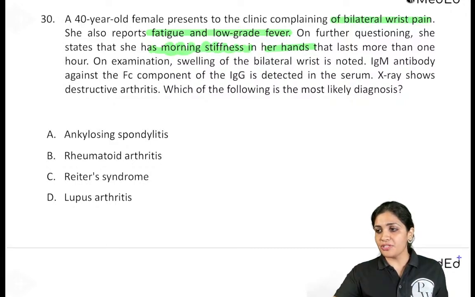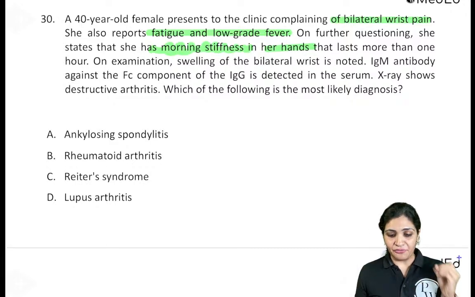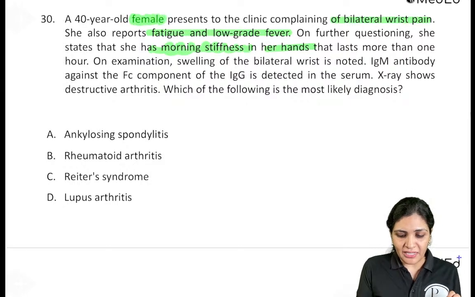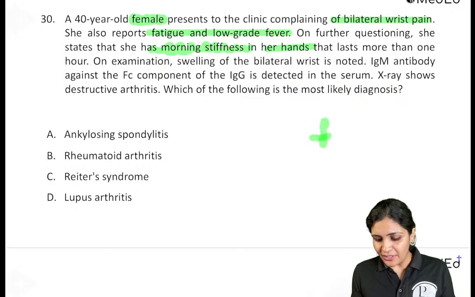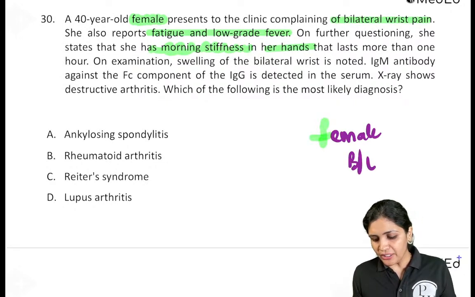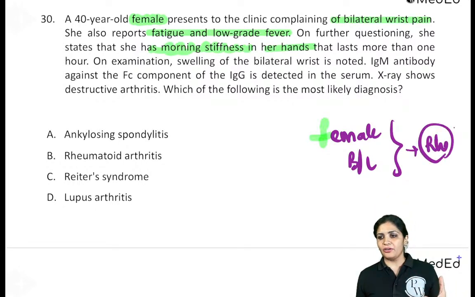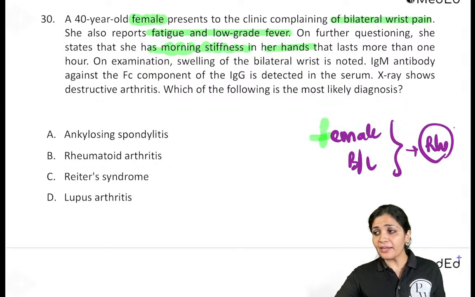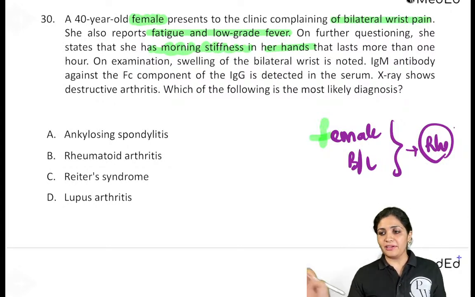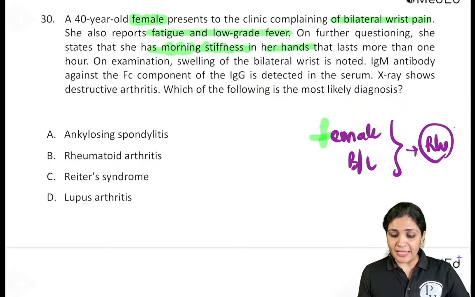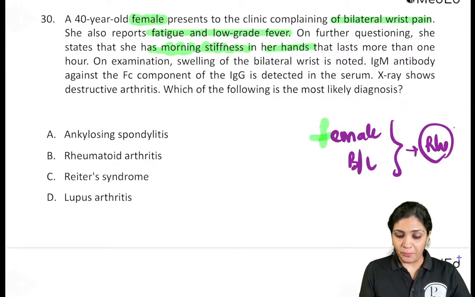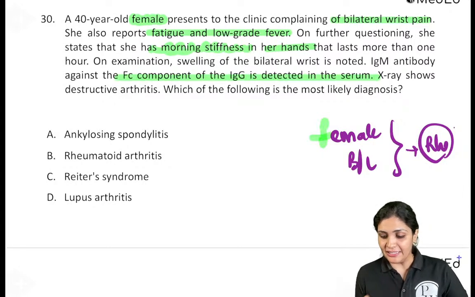So here what you have to see is that, first, this is a female who is presenting to us, and then we have this bilaterality. So whenever it is female and whenever there is bilateral involvement, usually you have to think in terms of rheumatoid arthritis. And then this IgM antibody: the IgM antibody against the Fc component of the IgG is detected in the serum.